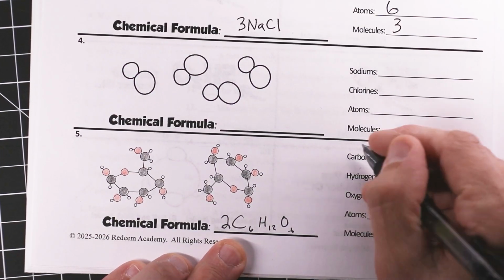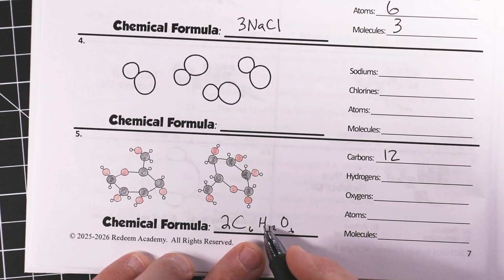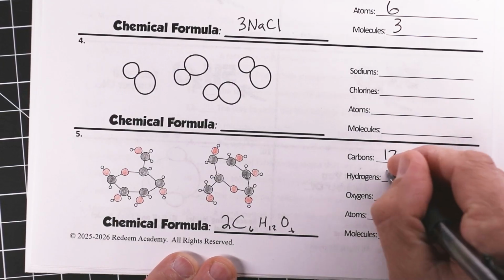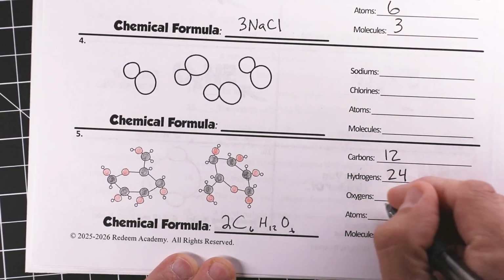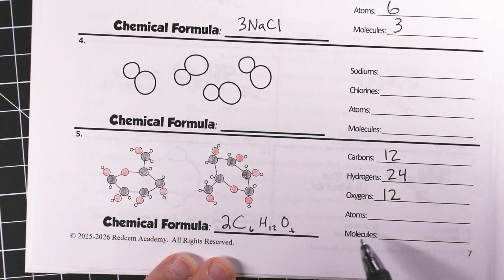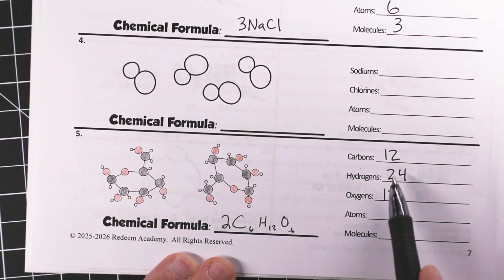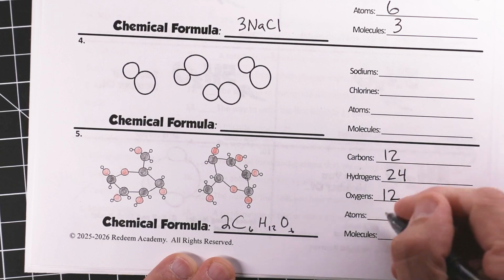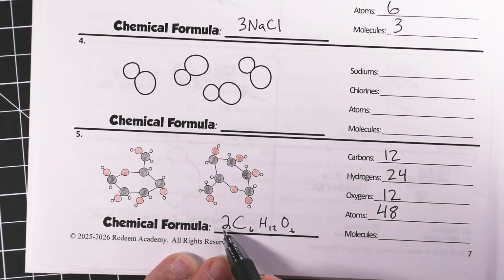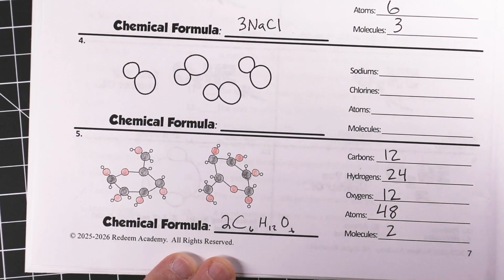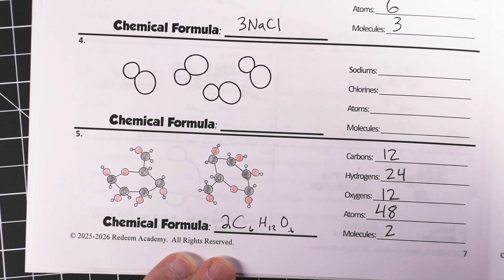2 times 6, 12. How many hydrogens? 2 times 12, 24. How many oxygens? 2 times 6 is 12. And then the best way to do this really is just to add them up. That's 48. Okay, and how many molecules is that? That's the big 2 in front. There's 2 molecules there.